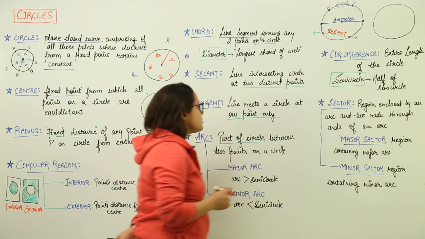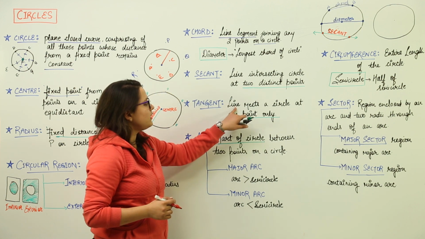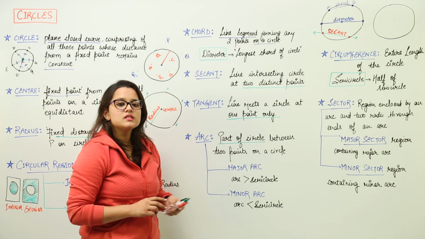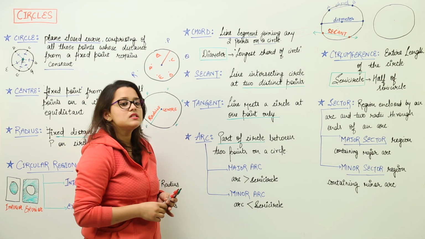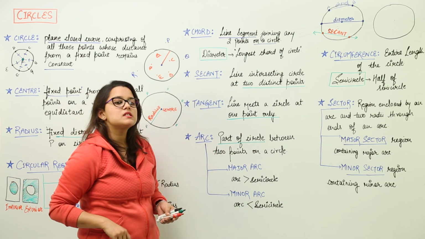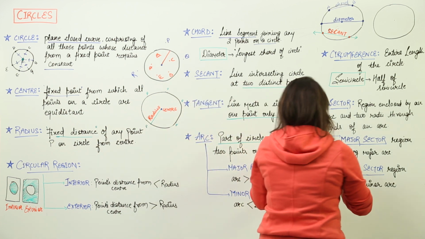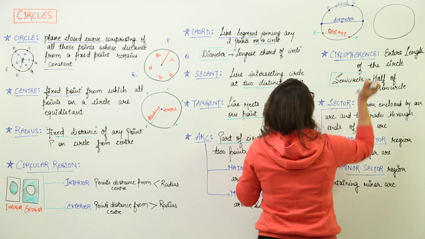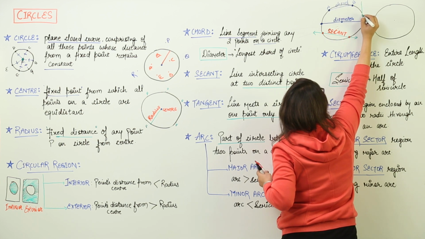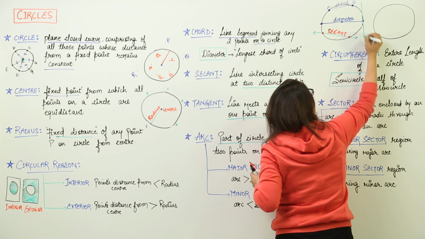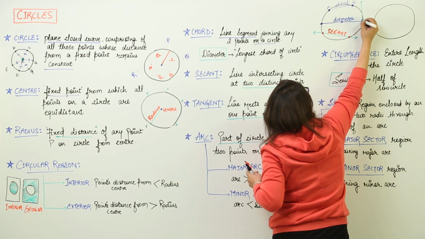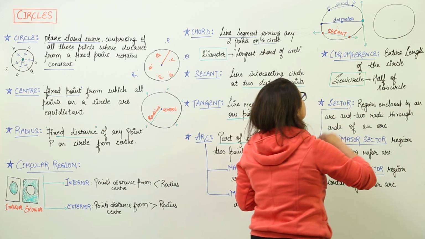Next is the tangent. Tangent is also a line which meets a circle at 1 point only. So you can say the difference between secant and tangent is that secant meets the circle at 2 points, whereas the tangent meets the circle at 1 point only. So how do we make a tangent over here? We can make a tangent here going like this. This is the tangent passing through the circle. So this tangent is meeting the circle only at 1 point. So we can say this is the tangent.